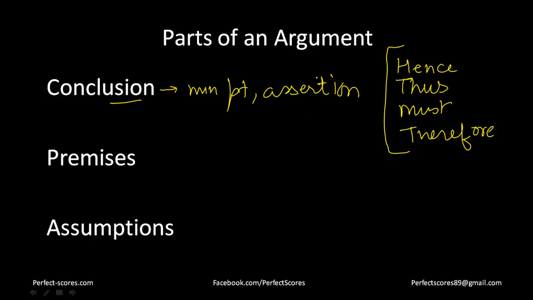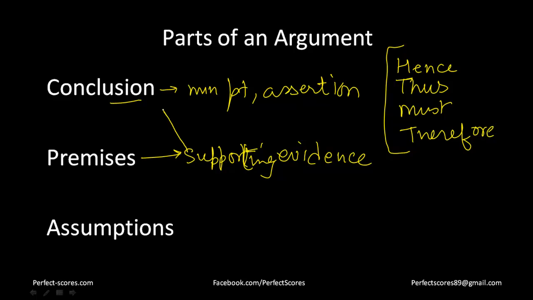The next important thing is premise. Premise is basically supporting evidence. Sometimes it may not be supporting, but it is always the evidence that is given to uphold this conclusion. Alright, so that is the premise. All the extra information, the facts and figures that are given, an example that is given, a cause and effect relationship that is given, all that is the premise that is basically used to put the conclusion forward.